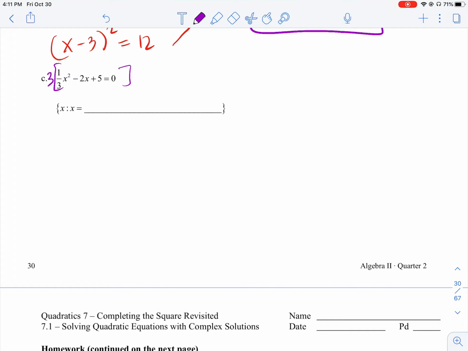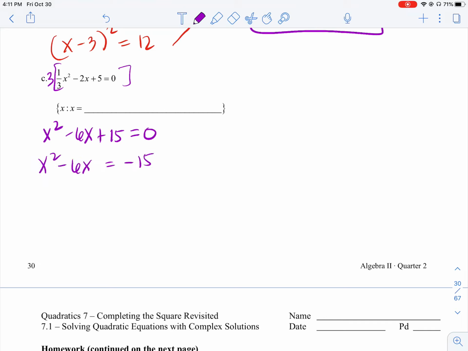So what are we going to do? 3 times 1/3, that's a 1. So that's an x squared. 3 times negative 2 is negative 6x. 3 times 5 is 15 equals 0. Not that bad, right? Easy. So instead of dividing by 1/3, you can multiply by 3, which is exactly the same.